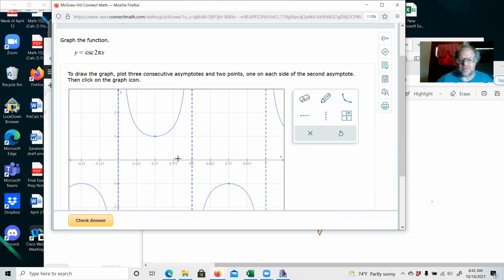Hey, look at that, it filled it in for us. But rather than have a computer do all of the work, you have to have an idea of how to sketch this thing. So even though you can look at it and say, yeah, it looks good.